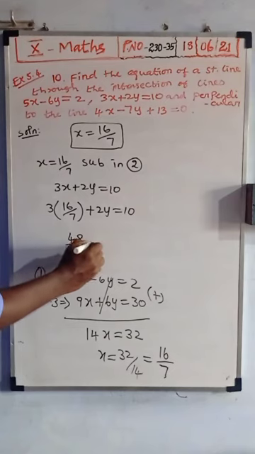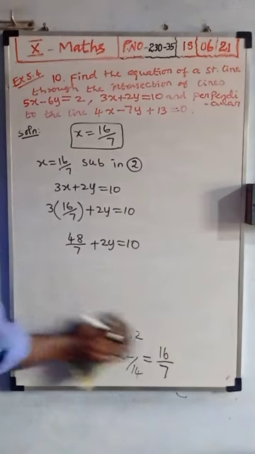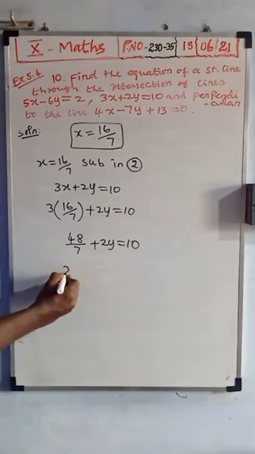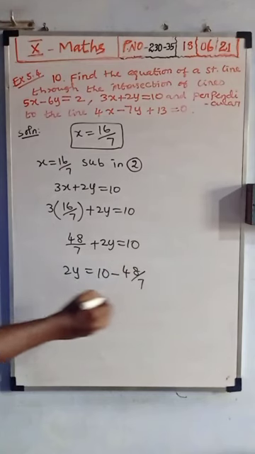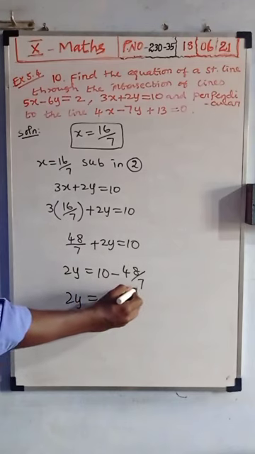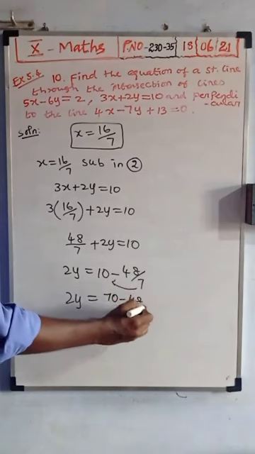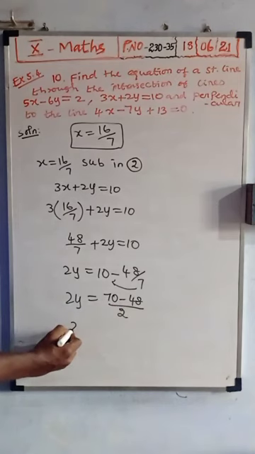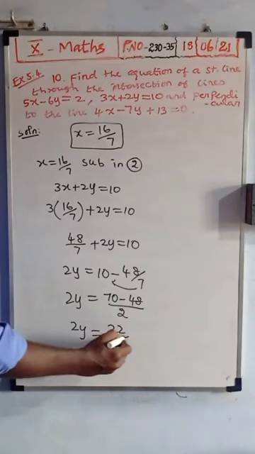48 by 7 plus 2y is equal to 10. Now plus 48 by 7, that side goes minus 48 by 7. Now 2y is equal to, you want to take it as LCM. So 7 times 10 is 70, minus 48, by 7. Now 2y is equal to 70 minus 48, which is 22.